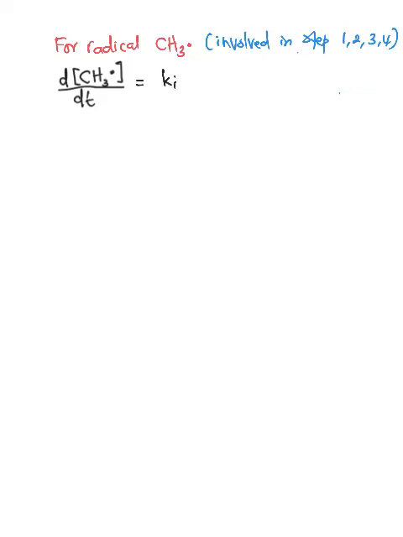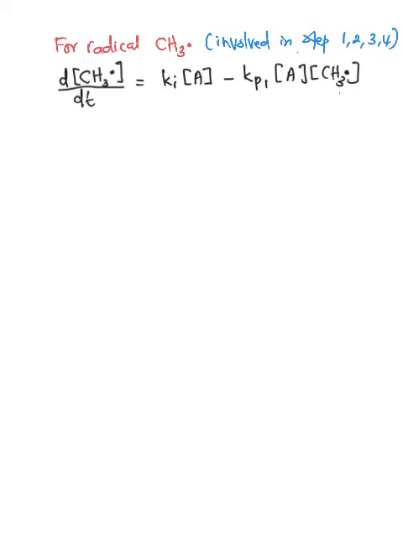k_IA. Then for propagation step 1, CH3 disappears, so minus k_P1 A [CH3]. Why is d[CH3]/dt positive compared to A? A is a reactant, but CH3 is an intermediate product. So that's why it is positive. Then we continue with the mass balance.